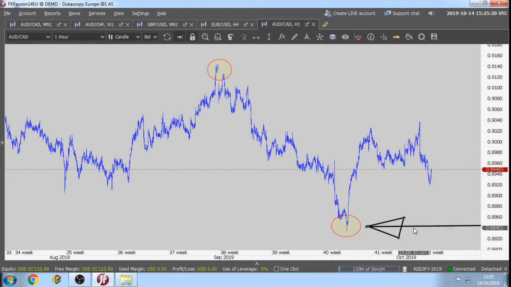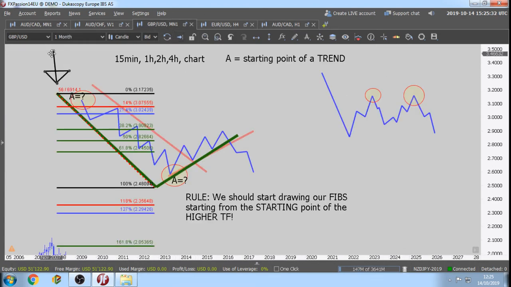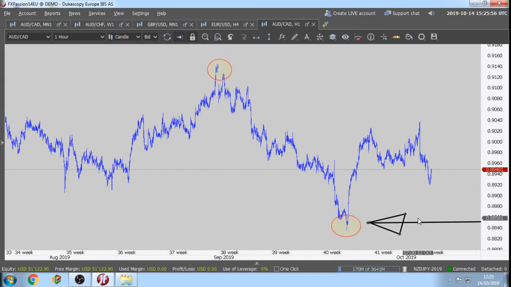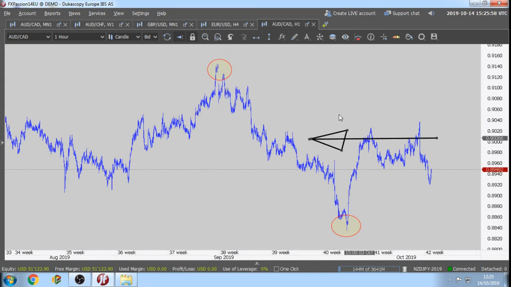Akos, when you say bottom, are you following the rule that is saying we should start drawing our Fibonacci starting from the starting point of the higher time frame? Miguel, same question, and MHB, same question. Are you following the rule? We should start drawing our fibs starting from the starting point of the higher time frame. So, bottom or top?